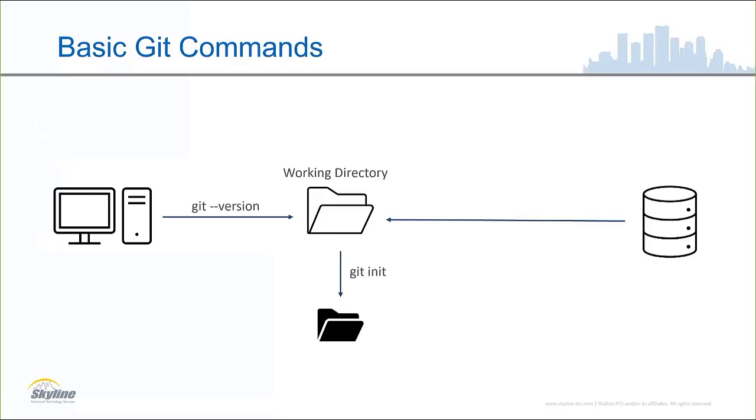Now, the key thing to know here is all that does is make the repository. That doesn't start tracking any files. So if you make a file inside that folder after you run the git init command, it's not being tracked. There's other commands that we have to run to make sure those files are being tracked.